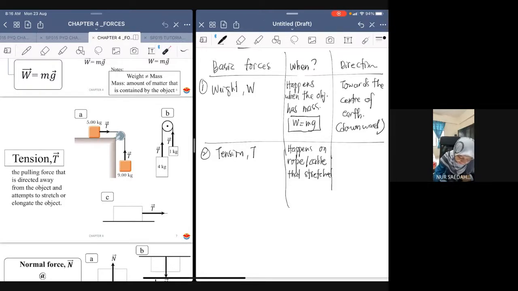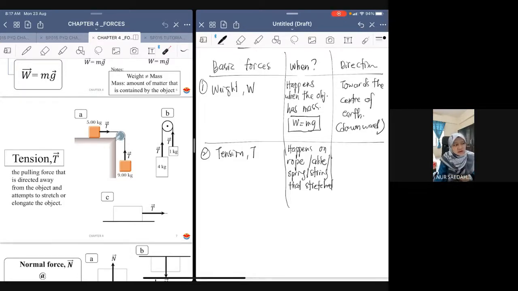Ataupun string ya. Okay, that stretch or elongate. So bila nampak tali ke kabel ke, so akan ada tension. Okay, so tension tu mesti stretch lah. Kalau tali tu kita longgar je, maksudnya dia tak regang pun, so tak ada juga tension. So dia mesti tali yang kita stretch.